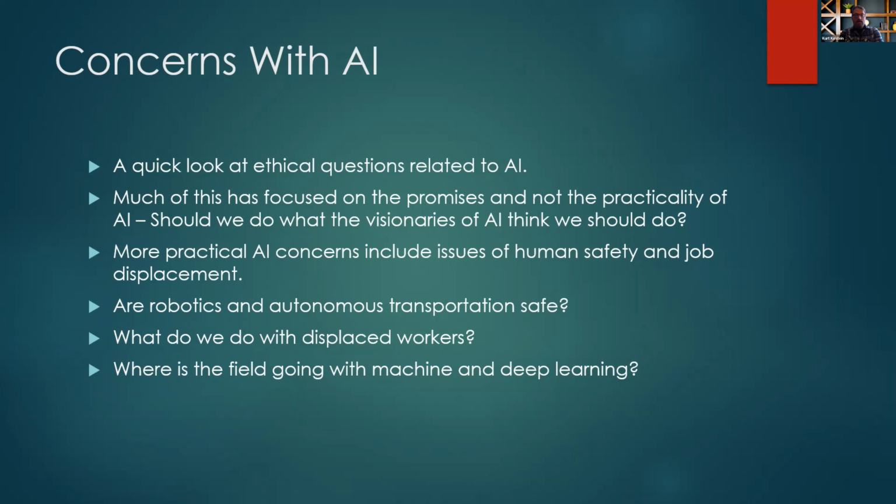More practical AI concerns include human safety and job displacement. So we did talk a lot about that. Human safety has to do with things like interacting with robotics and autonomous transportation. And job displacement has to do with, what do we do with workers when we have nothing for them to do because a machine has taken over their job? And that gets kind of back to those next two points. We also talked a little bit about where the field is going with machine learning and deep learning. And that's kind of the more research-oriented focus of the AI field.